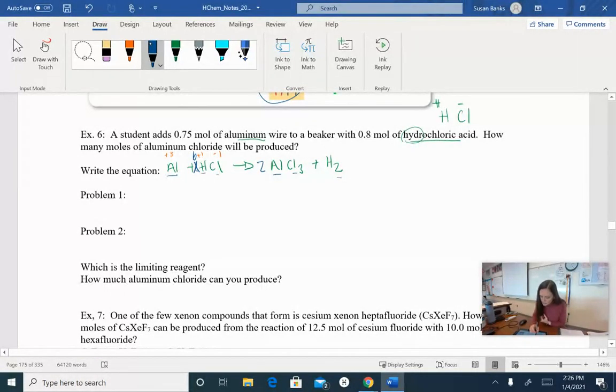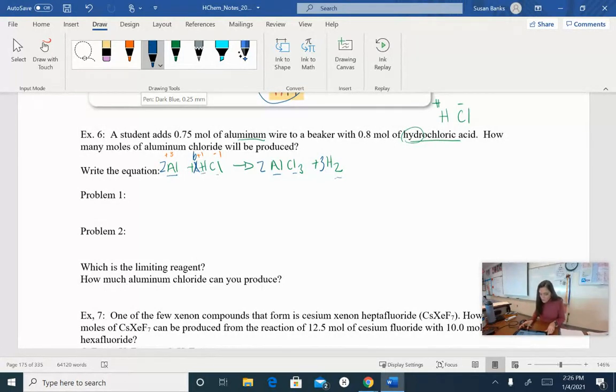So one aluminum, whoops, I need to go back. There we go. We need to go back and check the aluminum. So 2 aluminums, 6 hydrogens. Oops, I'm going to need to do this. 3 here, 6 chlorines, 6 chlorines. Okay, always go back and double check.